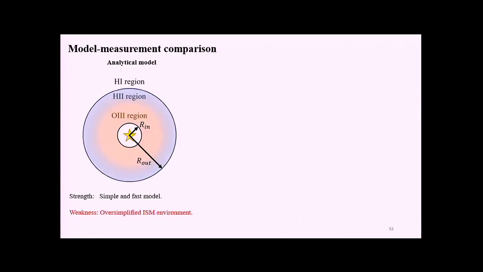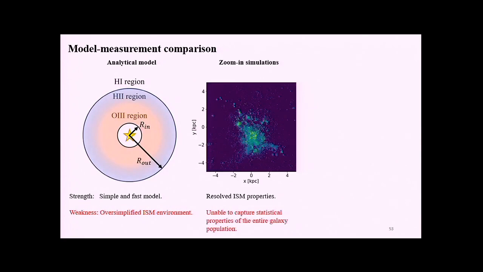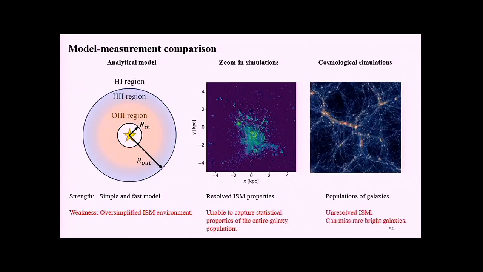As some example, we have seen that the analytic ISM line emission model generally assume oversimplified ISM environment and galaxy geometry. This issue can be partially resolved by high-resolution hydro simulation for individual galaxies. Although those simulations are suitable to study particular and individual galaxies with partially resolved ISM gas properties, those simulations cannot capture statistical properties for the entire galaxy population, which is particularly important for line intensity mapping surveys. On the other hand, the large volume cosmological simulations cannot resolve ISM gas properties.